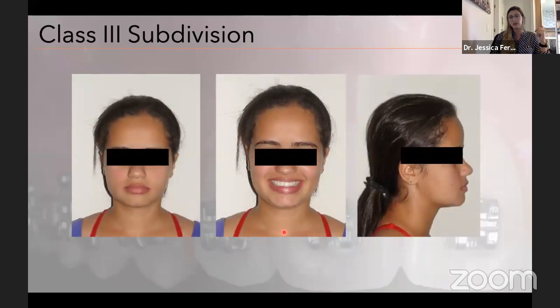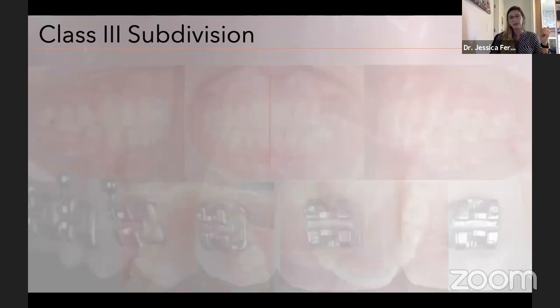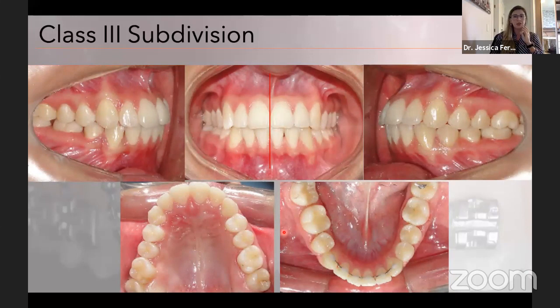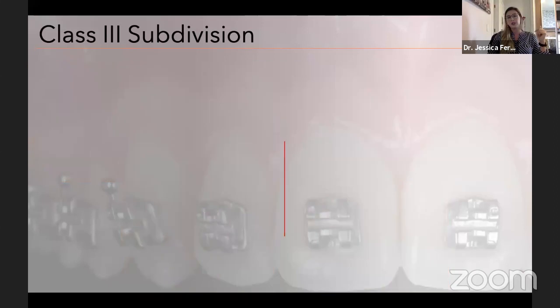We can see at the end of the treatment, soft tissue, just little changes. And at the end of the treatment, she finished with canine relationship bilateral and a molar class 3 relationship on the right side. However, the studies show us that there is no problem to finish in molar relationship of class 2, class 3, or class 1. When we have a functional occlusion, this will lead us to a stable functional occlusion.